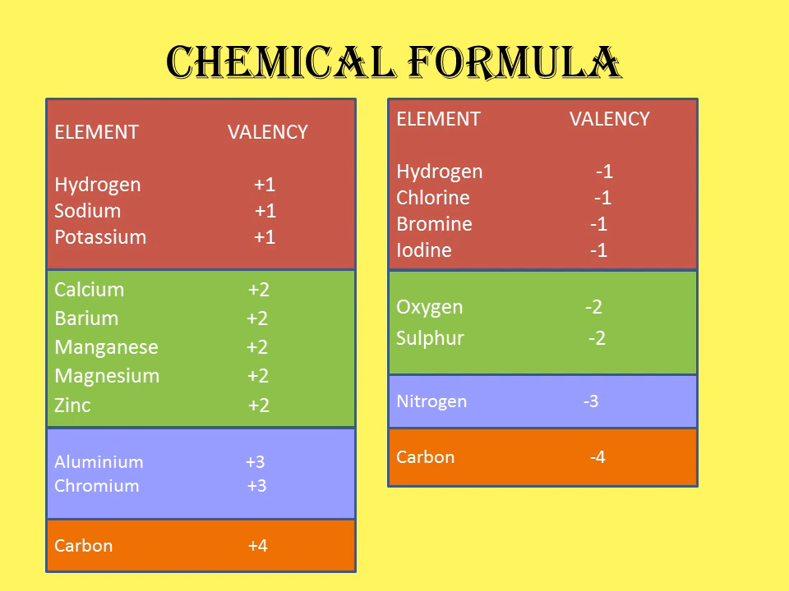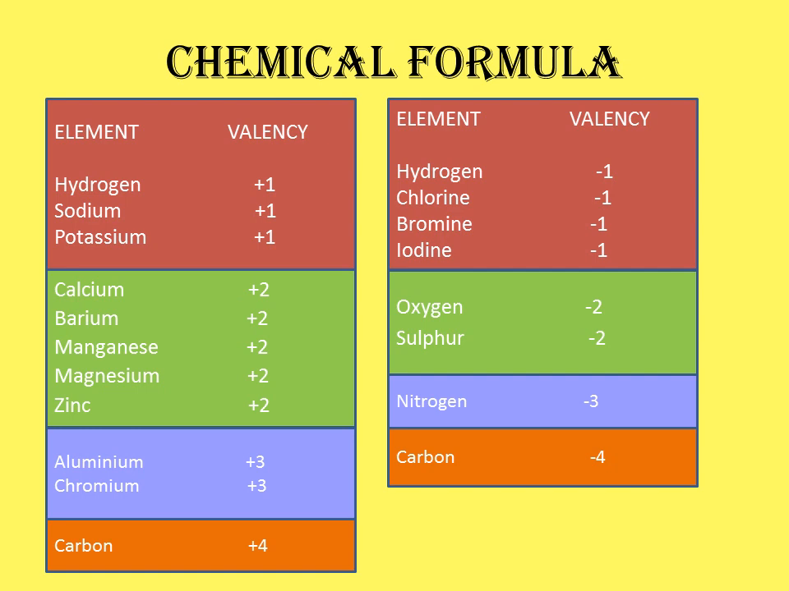Before moving into the topic of chemical formula, let's see the elements and their valencies. On the left side, you can see the elements with positive valencies, and on the right side, you can see the elements with negative valencies. Here, hydrogen shows positive valency and negative valency. Similarly, carbon shows positive valency and negative valency.